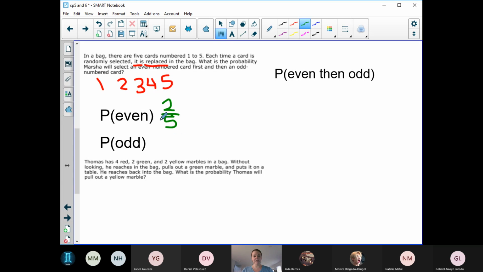All right, if even is 2/5, what is the probability of odd? Right, 3/5. How would I figure out the probability of pulling even and then odd? What am I going to do with these 2 numbers?